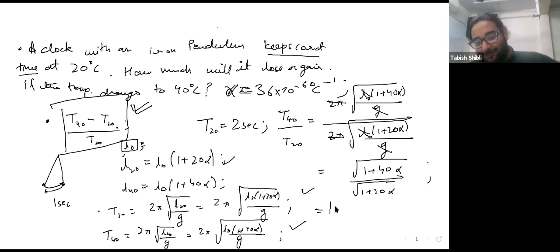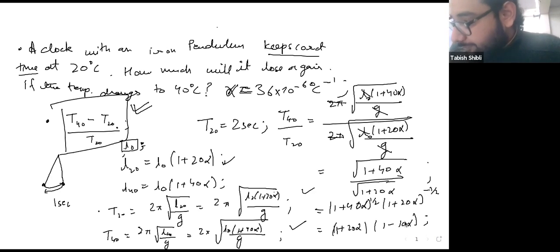Well, you write this as 1 plus 40 alpha to the power 1 by 2 multiplied by 1 plus 20 alpha to the power minus 1 by 2. And what is this equal to? Is equal to 1 plus 20 alpha, because 40 half नीचे आ जाएगा और ये minus half नीचे आएगा, तो ये 1 minus 10 alpha.